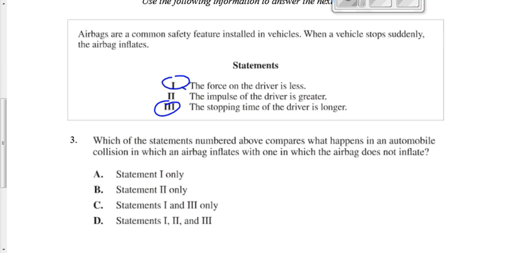Time goes up, right? Stopping time of the driver is longer. Yes. Is the impulse greater? No. The impulse is the same. No matter how your head comes to a stop, the impulse is the same. So the answer is going to be options 1 or statements 1 and 3 here.